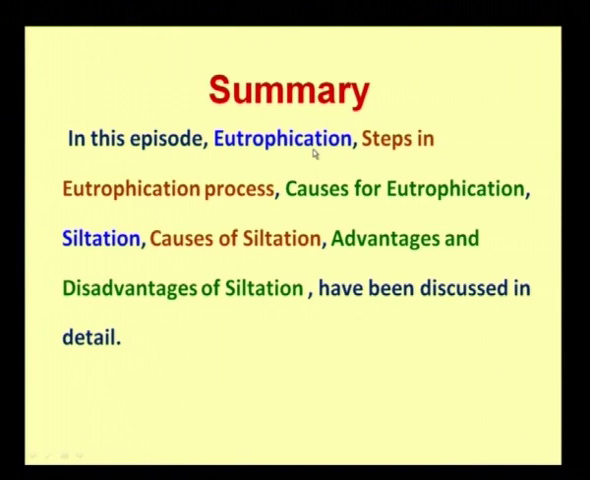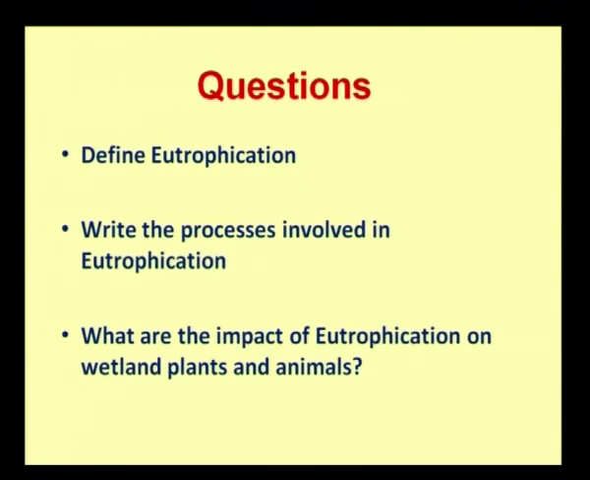Now, let us summarize. In this episode, eutrophication, the steps in the eutrophication process, the causes of eutrophication, siltation, the causes of siltation, and the advantages and disadvantages of siltation, all the topics have been discussed so far. And now, let us have some questions.